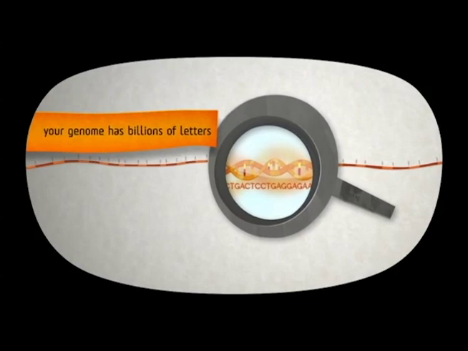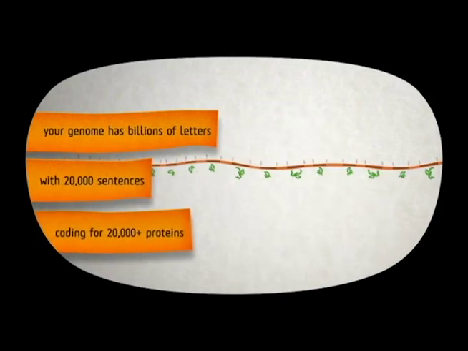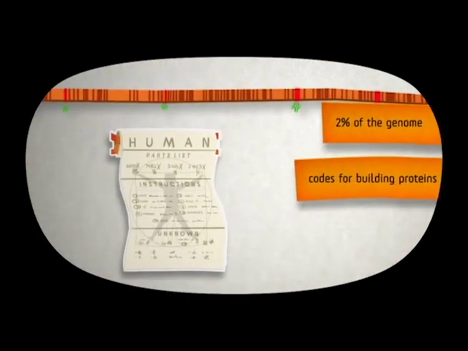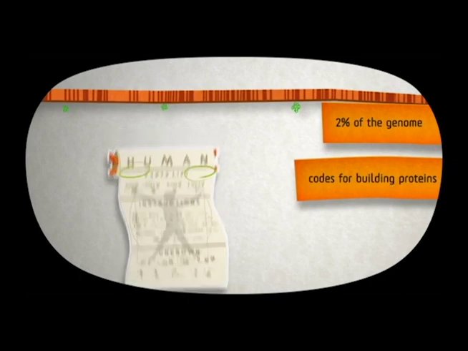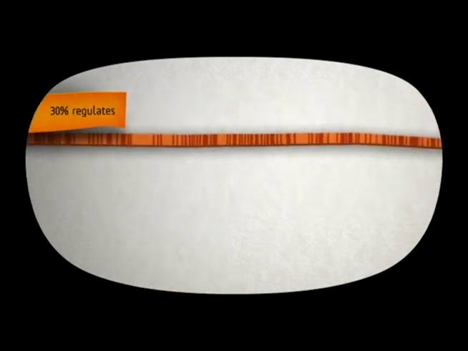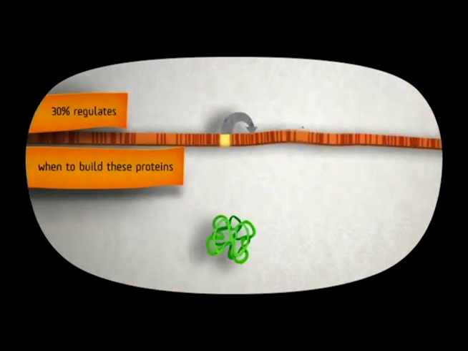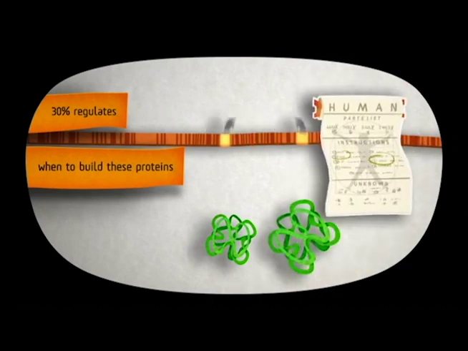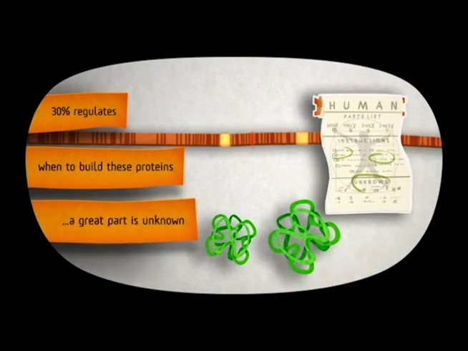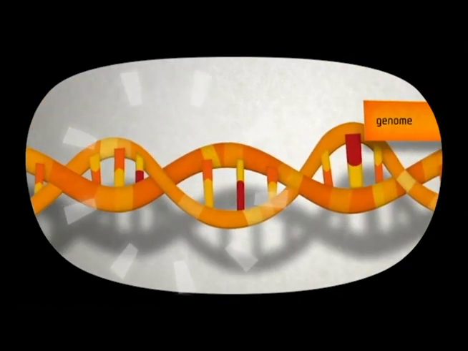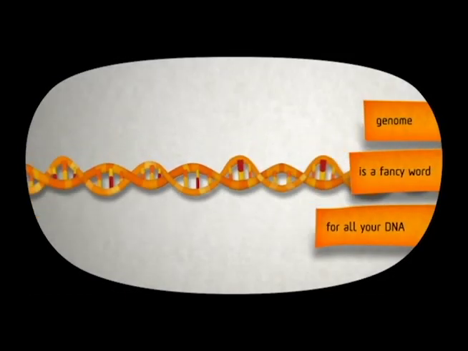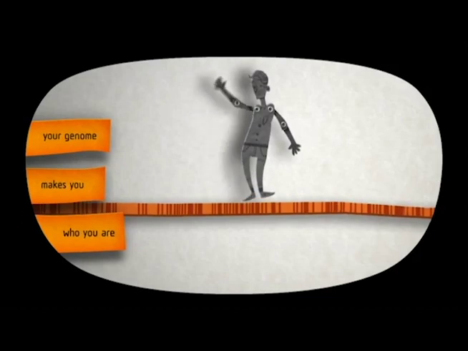Your genome has billions of letters with 20,000 sentences coding for 20,000 proteins. 2% of the genome codes for building proteins. 30% regulates when to build these proteins. And a great part is unknown. Genome is a fancy word for all your DNA. Your genome makes you who you are.